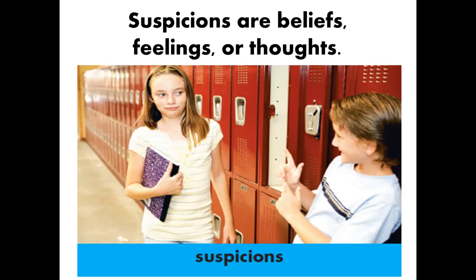Suspicions are beliefs, feelings, or thoughts. Suspicions are just like feelings or thoughts or beliefs. Like this girl looking at this boy has the feeling that this boy must have done something. So this is suspicion. When somebody thinks that you have done something, somebody feels, or somebody has the belief that you did this thing, it's called suspicion.